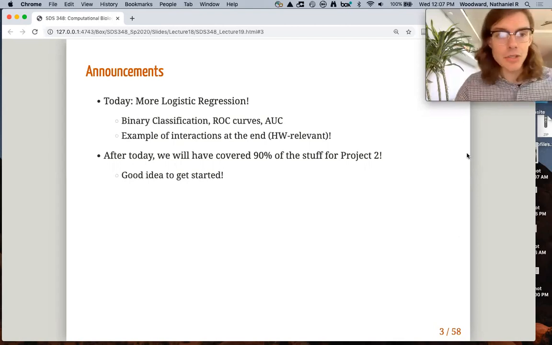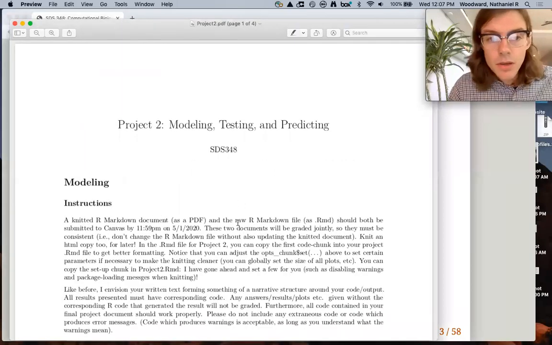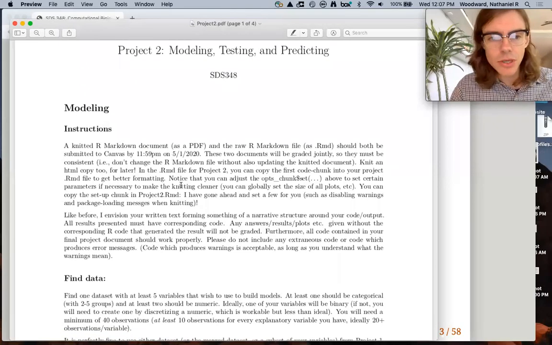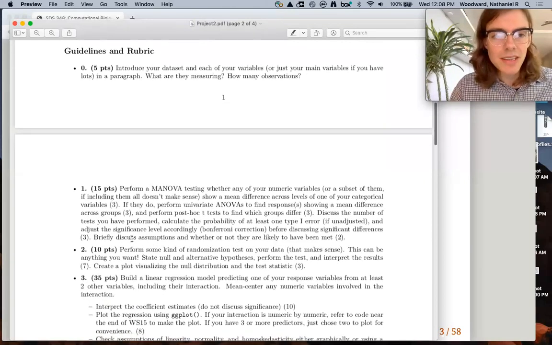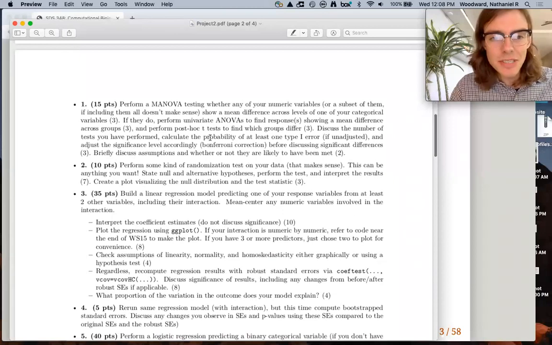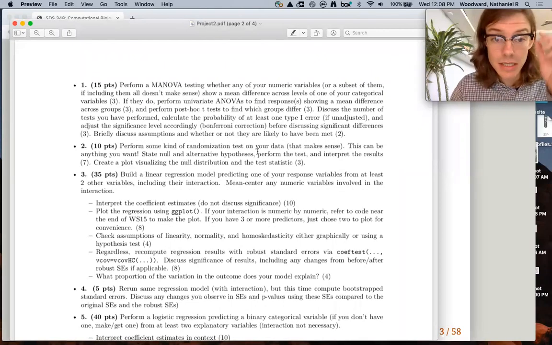Also, if you look at project 2, let me pull up, where's project 2? It's somewhere around here. Cool, so if you look at the instructions for project 2, you've still got a couple weeks. It's not like it's super looming or anything, but check it out. If you look at the rubric, do a MANOVA, do all those ANOVAs, t-test stuff, so the stuff from the first week of this unit. Then do some kind of randomization test. It doesn't matter what it is, just do a randomization test.